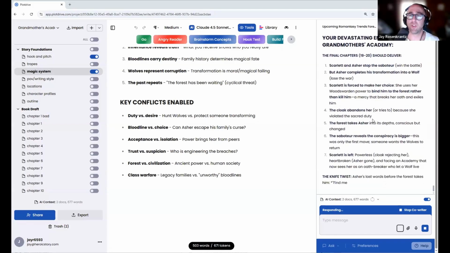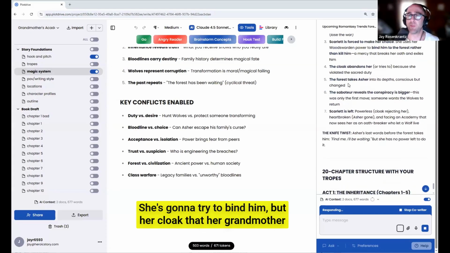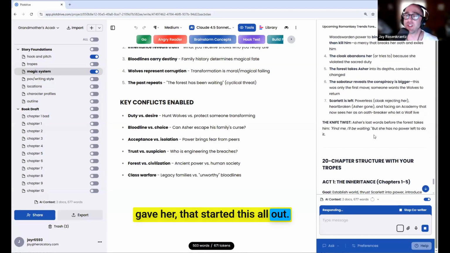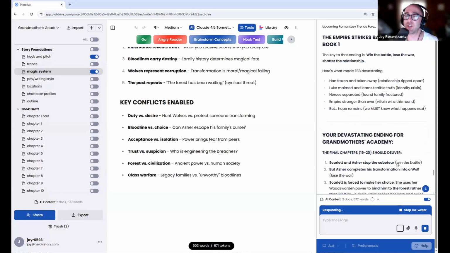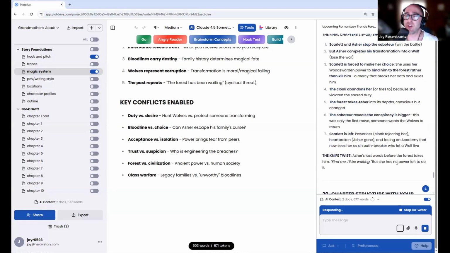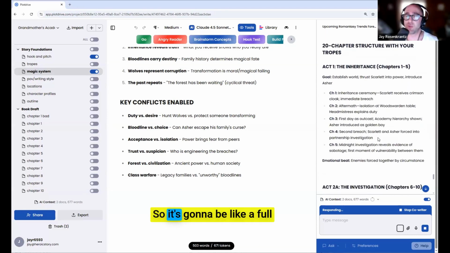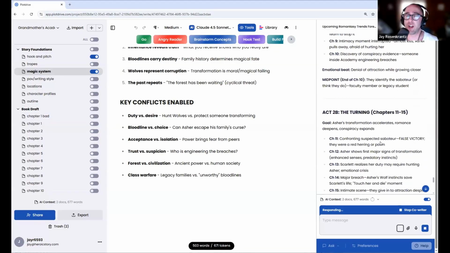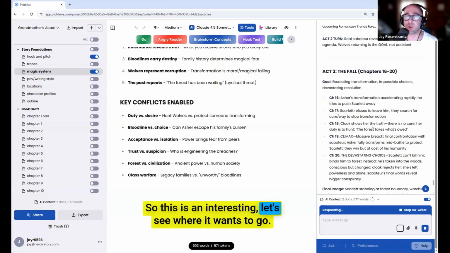Oh, interesting. She's going to try to bind him, but her cloak that her grandmother gave her, that started this all out. Okay, so it's giving me a full idea for how to get to this. So this is interesting. Let's see where it wants to go.